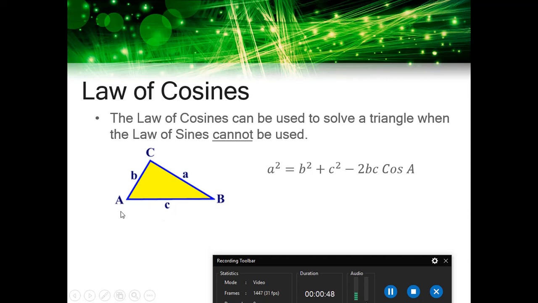You'll notice in my triangle, I've used capital letters for the angles, and then lowercase letters, same as the angle, across from the angle. So lowercase a, b, and c. This is our law of cosines. It looks a little bit confusing, but I think once we work through some of the examples, you'll find it's fairly easy to work with.